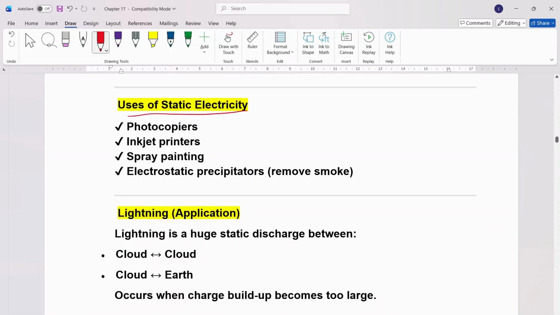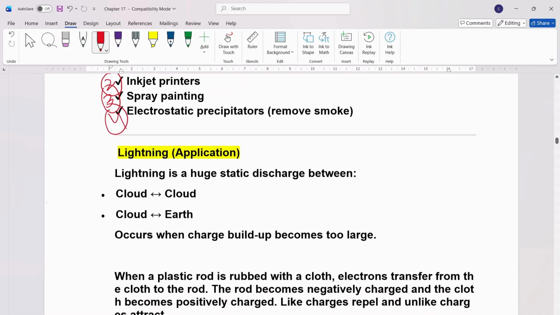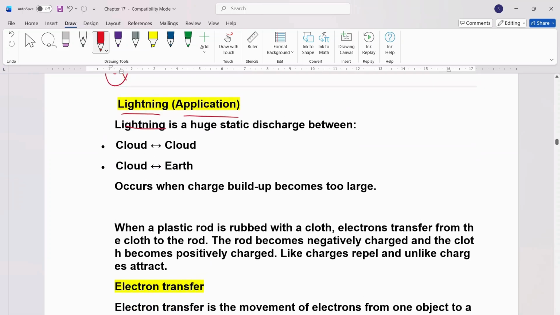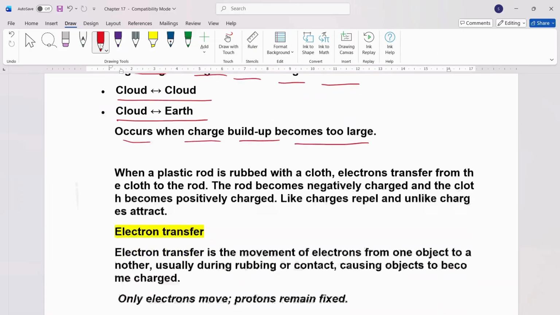Use of static electricity: it is used in photocopiers, inkjet printers, spray painting, and electrostatic precipitators to remove smoke. Lightning application. Lightning is a huge static discharge, cloud to cloud or cloud to earth, which occurs when charge build-up becomes too large.